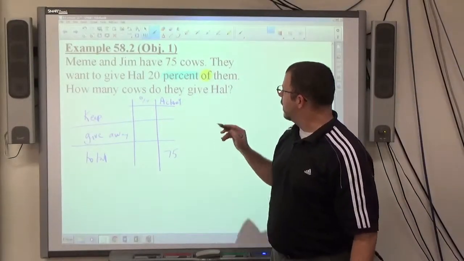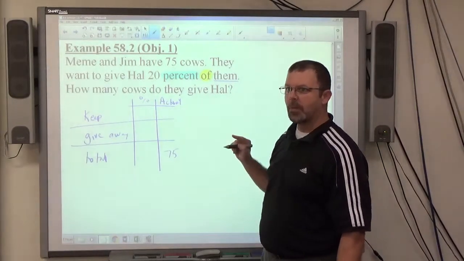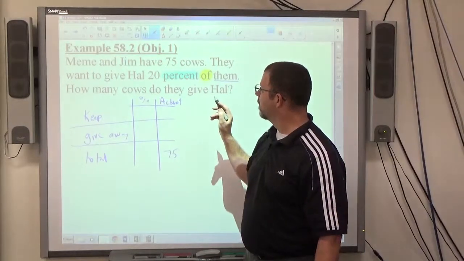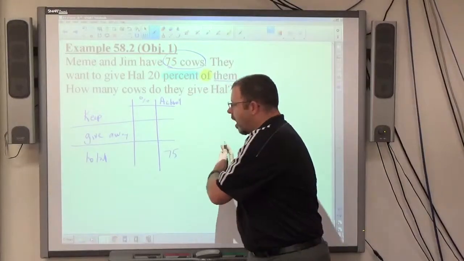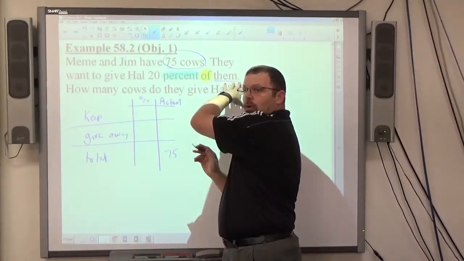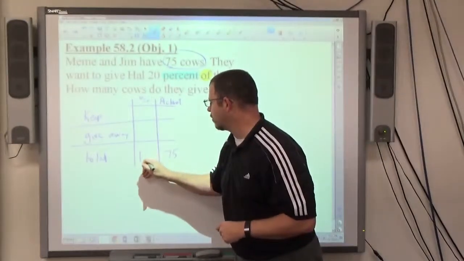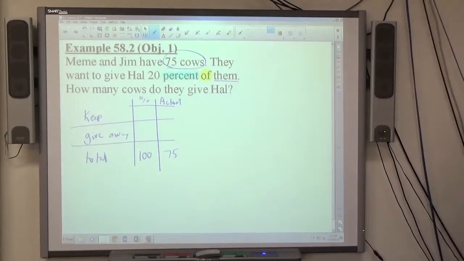The percent, notice it says percent of them. What's them? Cows. What cows? Well, I mean, of all. Of all the cows, right? So them is referring to the 75 cows, right? So percent of the whole. It's always percent of the whole. So the whole is the total, so 100% goes right there. So 100% of the cows is 75 cows.